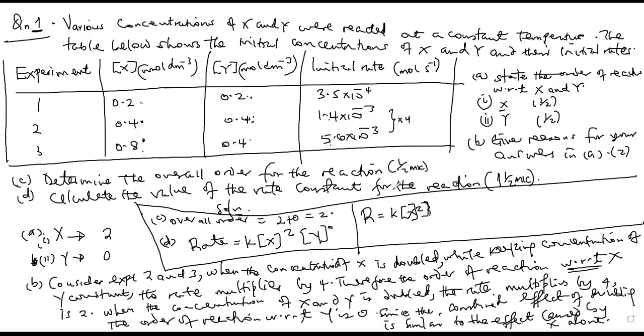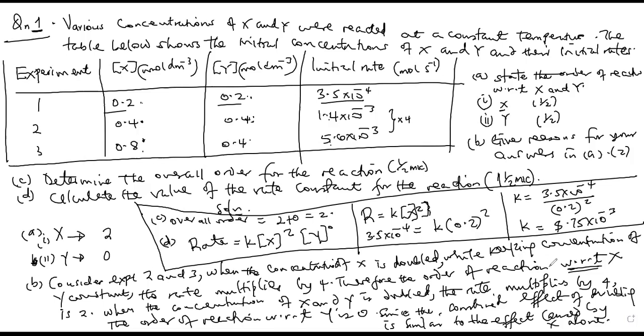You can pick any experiment and use it, since they want us to get the rate constant. So we shall have 3.5 times 10 to the power negative 4 equals rate constant k times the concentration of x, 0.2, squared. So the rate constant k is going to be 3.5 times 10 to the power negative 4 over 0.2, everything squared. On your calculator, you'll get k as 8.75 times 10 to the power negative 3.